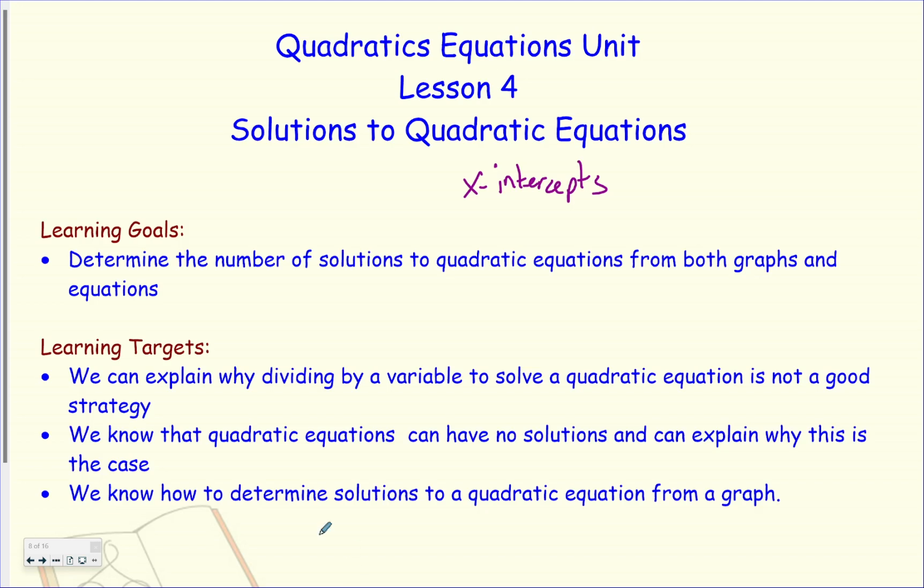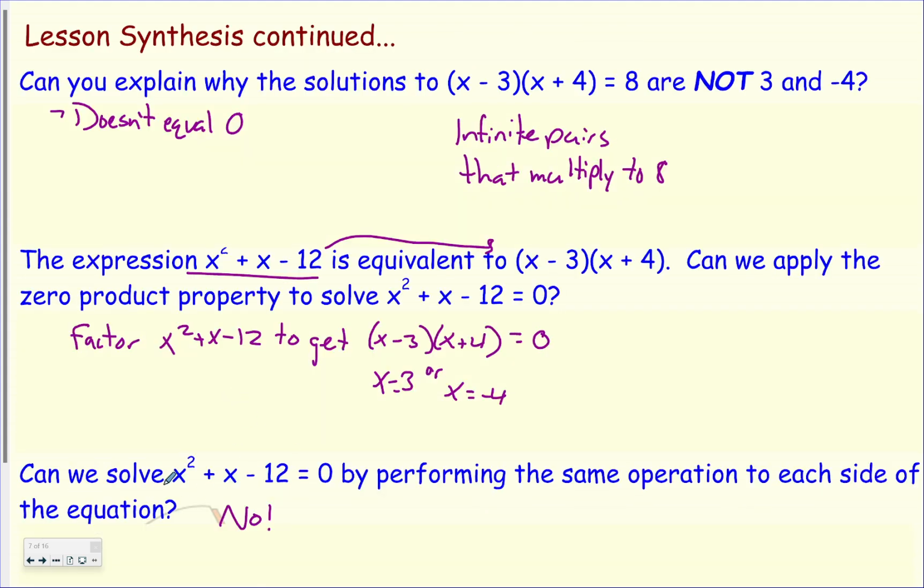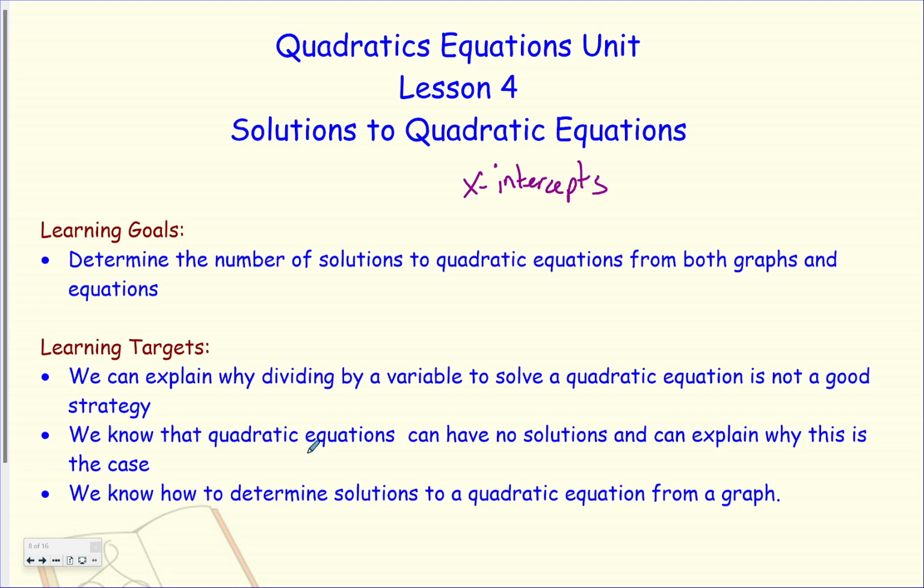One, explaining why dividing by a variable is not a good strategy. I did say previously that you could try dividing by x, try dividing by t, and it wasn't going to be very good, like this equation here. What would happen if I tried dividing by x? Well, I could divide that by x, I could divide that by x, but 12 I can't divide by x. So it's not a good strategy. Plus, there's a few other reasons too.